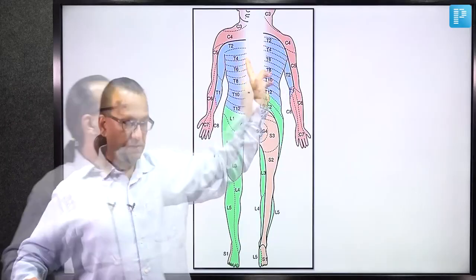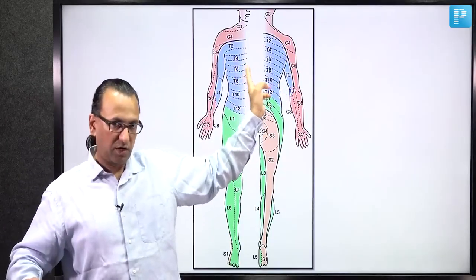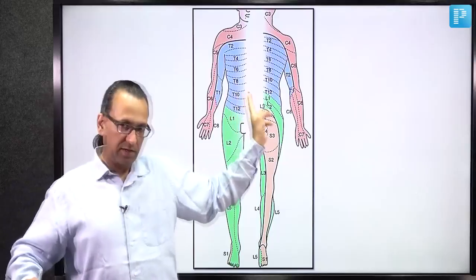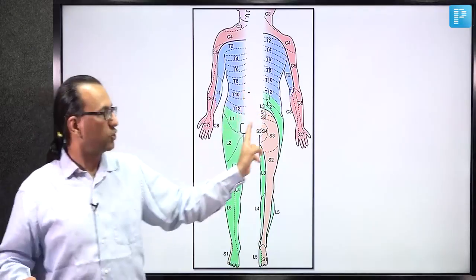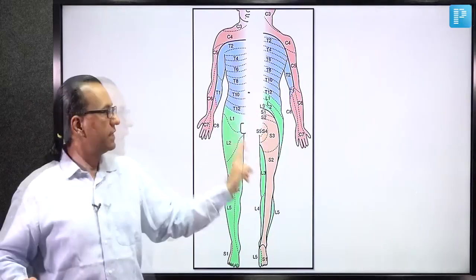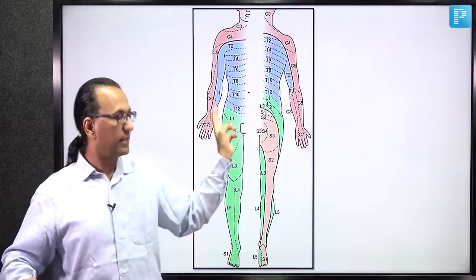T4 is the nipple level, T7 is the epigastrium, foregut pain, and T10 is the periumbilical region, the midgut pain, and L1 is the suprapubic region, the hindgut pain. L1 is the inguinal region where the lower limb begins.